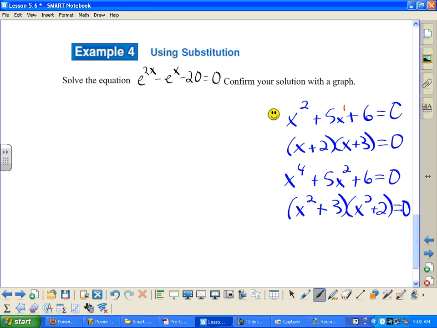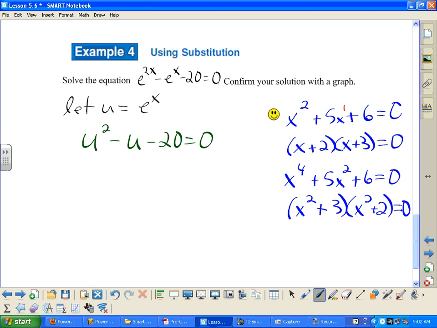And so we're going to use the same type of thought process with the substitution, except with our substitution, we're going to let u equal whatever the middle term variable is. In this case, that would be e to the x. And so if we look at it, then we have u squared minus u minus 20 equals 0. So we can actually solve this equation now.